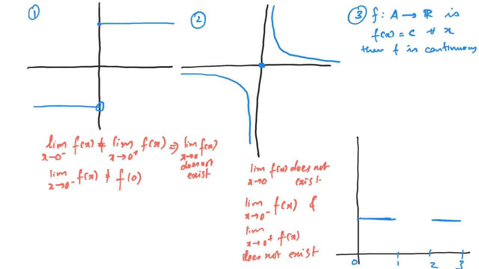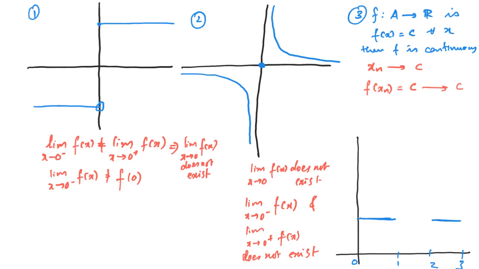So we will use the sequential criterion to test this. Let xn be a sequence that converges to c. Then f of xn is equal to c. In fact, whatever the value of x is, f of x is equal to c. So f of xn is also equal to c. And clearly this constant sequence converges to c. So because xn was an arbitrary sequence that converges to c, we can conclude that this function is continuous from the sequential criterion.